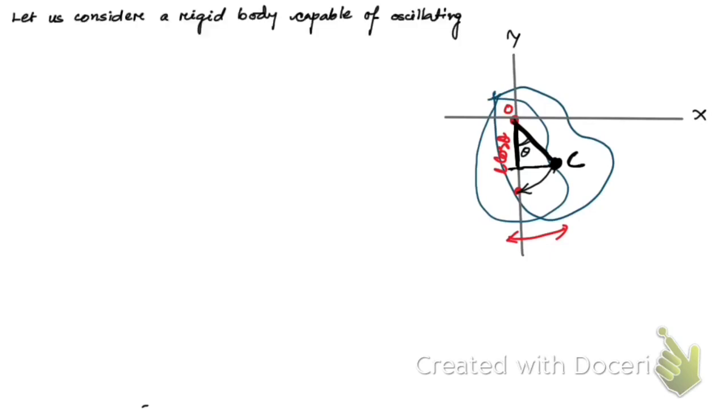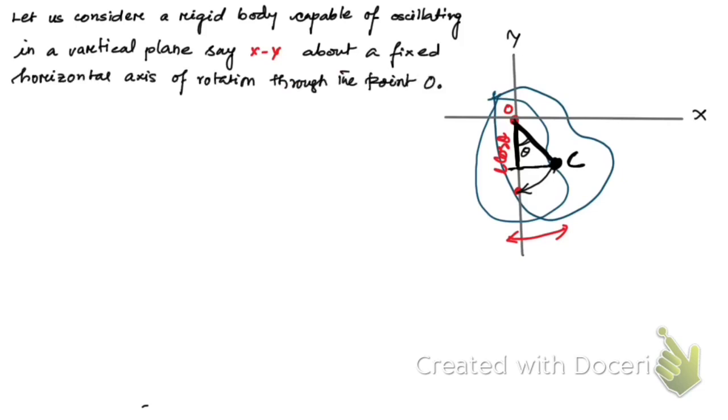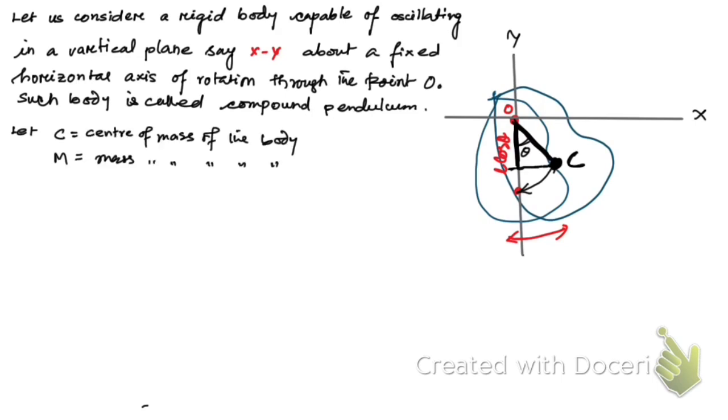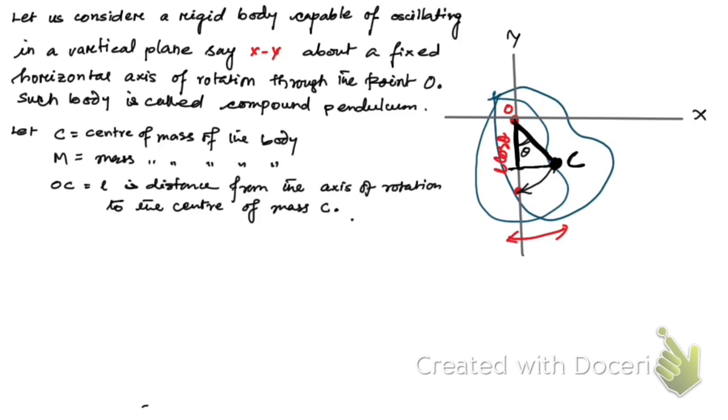So here I have considered a rigid body capable of oscillating in a vertical plane, suppose it is the xy plane, about a fixed rotational axis passing through the origin O, and such a body is called a compound pendulum. Let C be the center of mass of the body and M be the mass of the body, and OC, the distance from the axis of rotation to the center of mass C, is equal to small l.